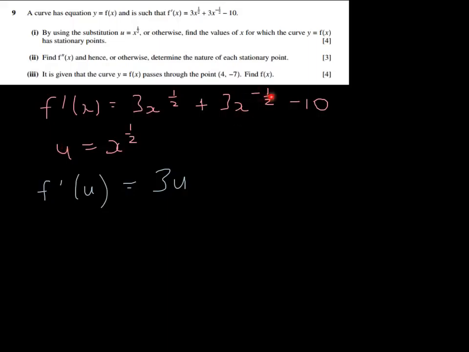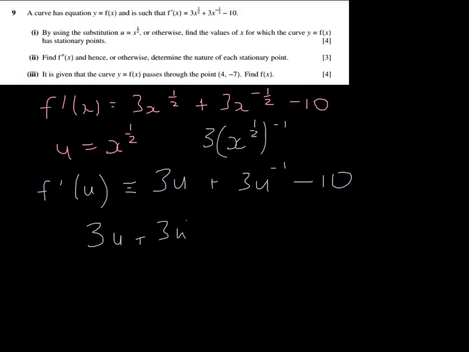When I try to replace it here, you've got to be careful. This is x to the power of -1/2. So that's the same as x to the power of a half, all to the power of -1. So when I replace it here, I get 3u to the power of -1, like that. And then I get my -10. So we're still trying to find when the gradient function equals 0. So we still set this equal to 0.